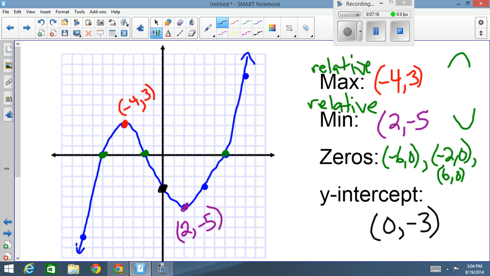This is, in brief, ways to find maximums, minimums, zeros of the function, and y-intercepts just by looking at the graph of the function.